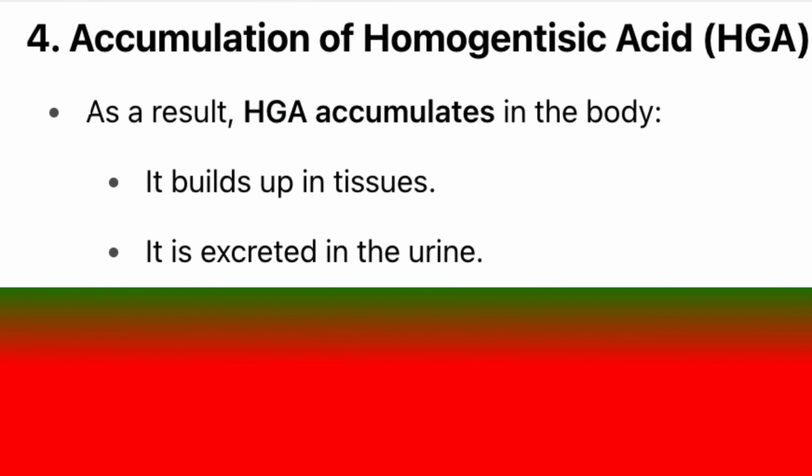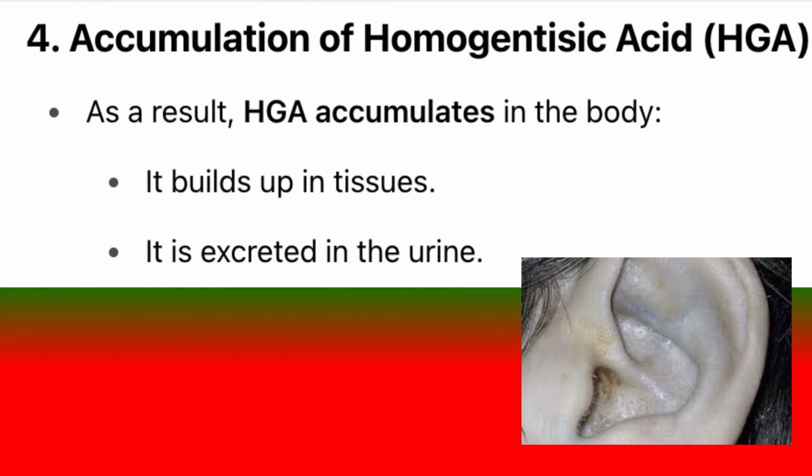4. Accumulation of homogentisic acid, HGA. As a result, HGA accumulates in the body. It builds up in tissues. It is excreted in the urine.